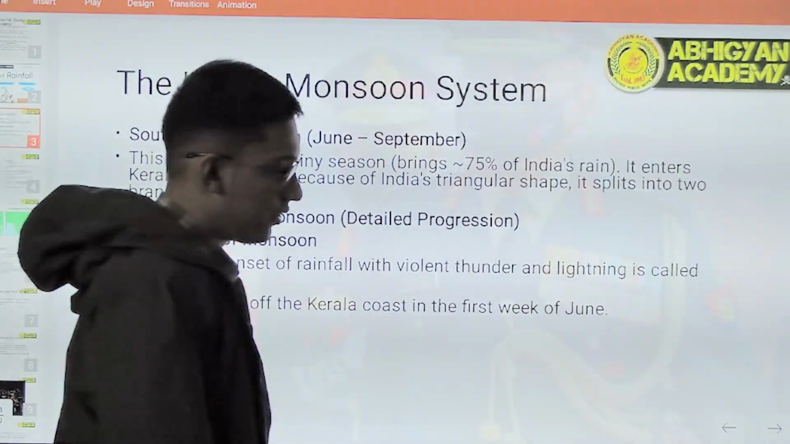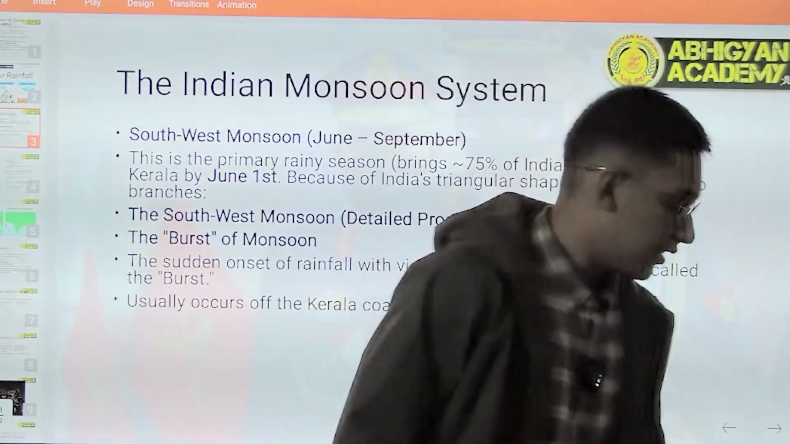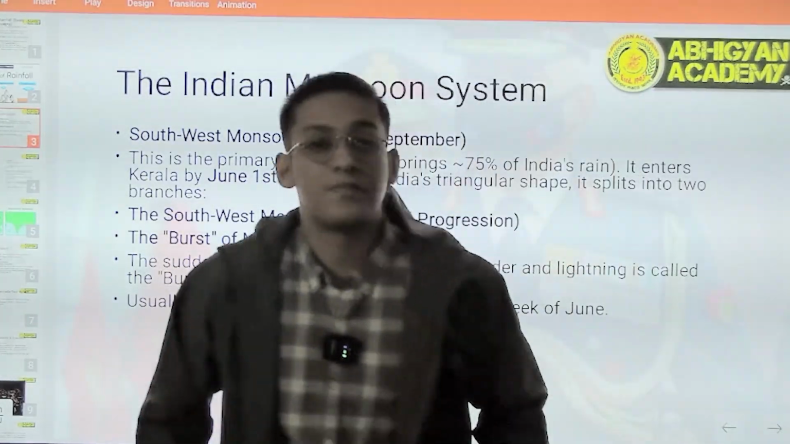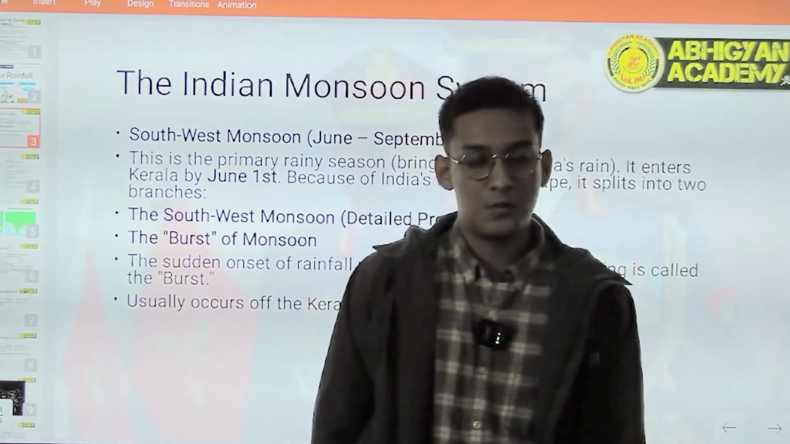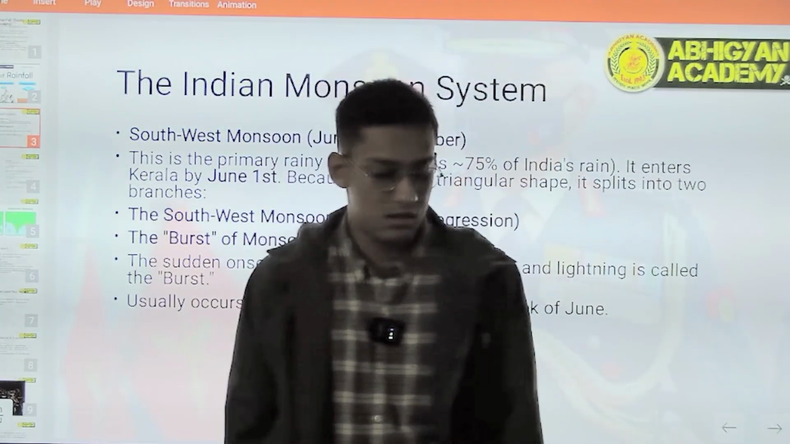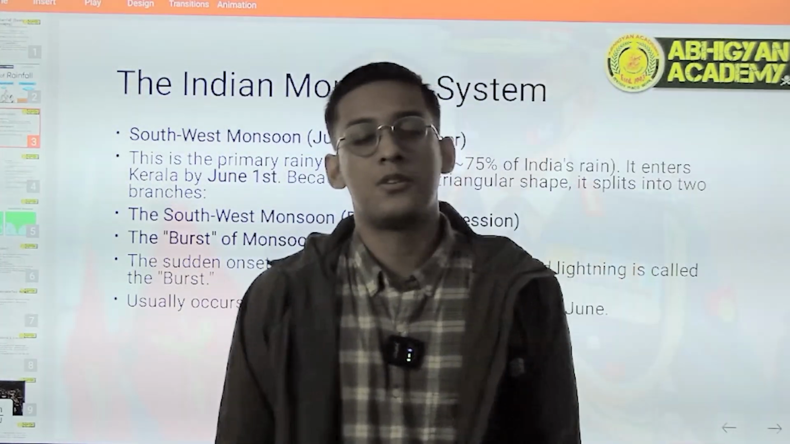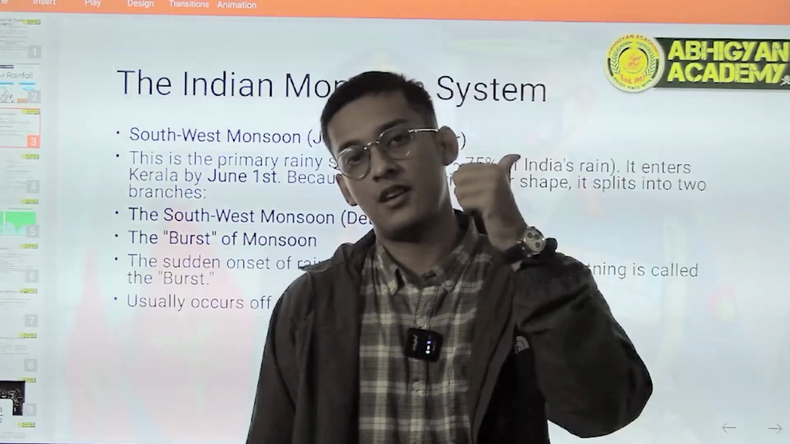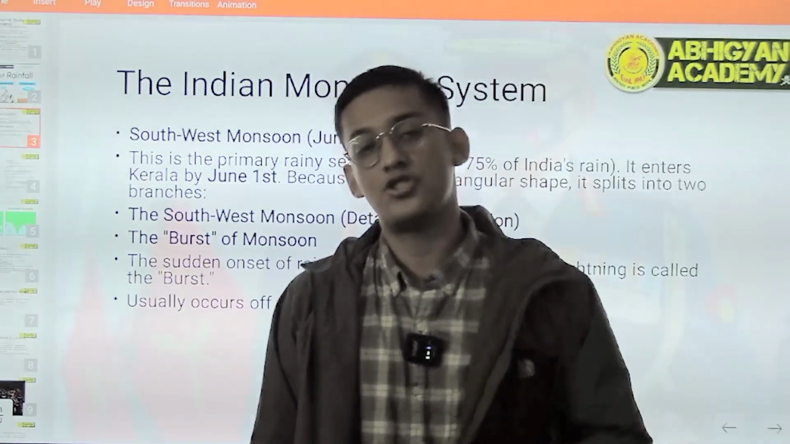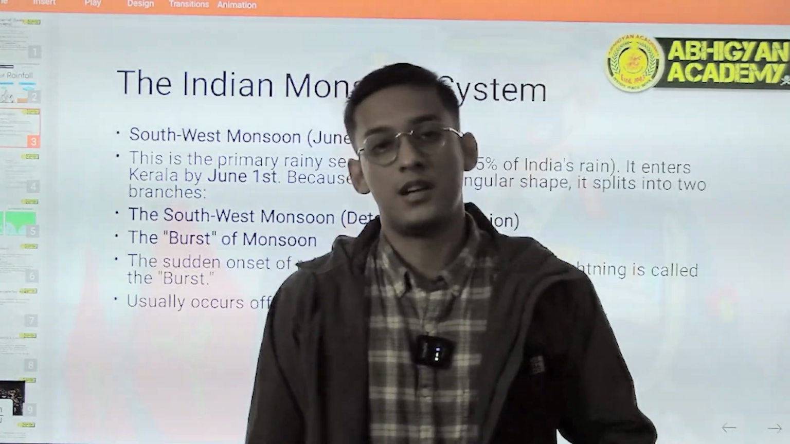Now we come on to the Indian monsoon system. So there are two branches. Basically, we have the southwest monsoon branch and the northeast or retreating monsoon branch. In the southwest monsoon branch, we have two branches. We have the Arabian Sea branch and the Bay of Bengal branch.